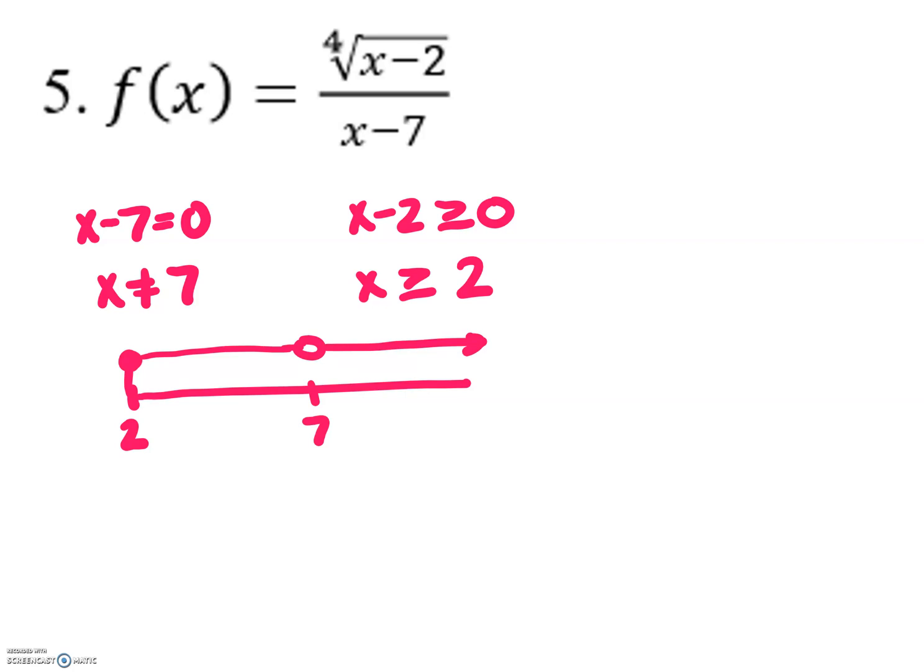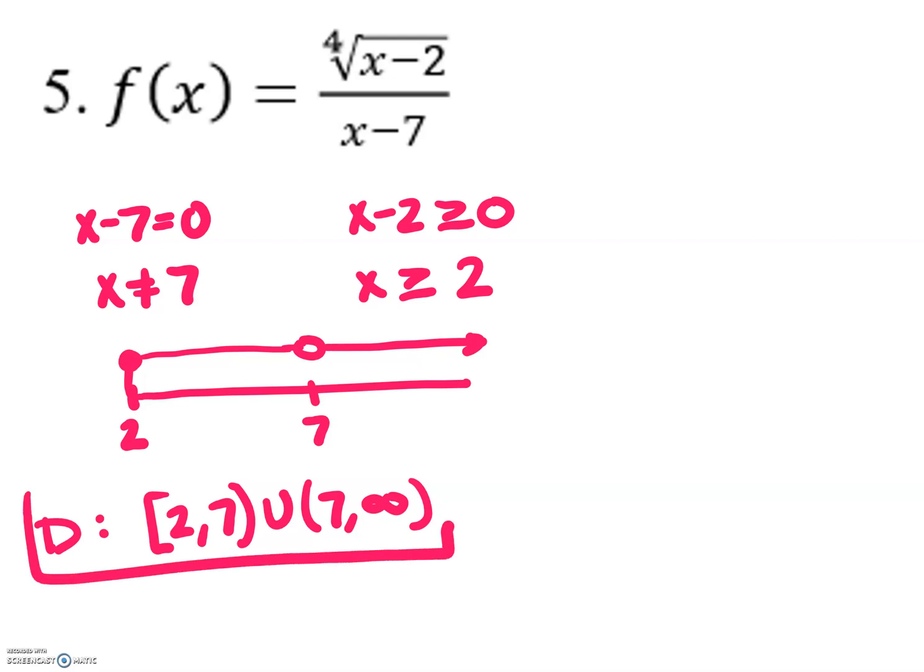So notice we just broke my answer into 2 parts. My first part is going to be 2 to 7. The 2 is going to have a bracket because it can equal that, but it cannot equal 7, so that means I'm going to use a parenthesis. Union 7 is continuing to the right, so it's going to +infinity. So therefore my domain would be 2 to 7, union 7 to infinity.